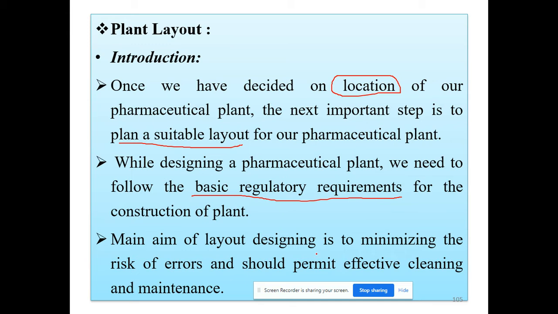Okay, third point. The main aim of the plant layout, or the designing of plant layout, is to minimize the risk of error and should permit the effective cleaning and the maintenance. Why are we designing this plant layout? We are designing the plant layout with an intention to minimize the risk of error, and it should permit the effective cleaning and the maintenance of that particular plant.